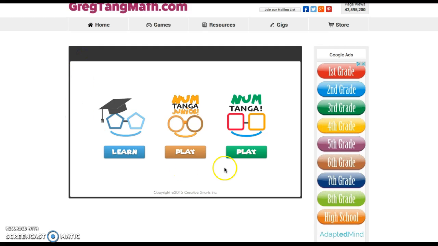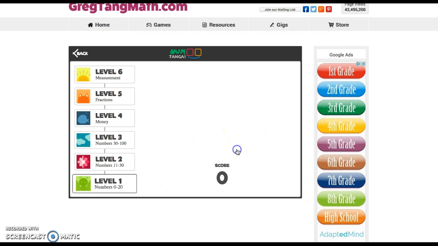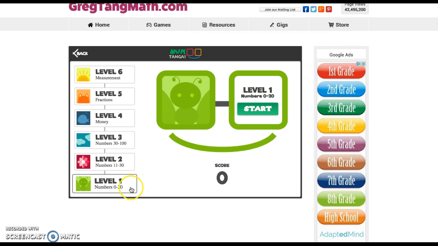If we go back, we're going to focus on Numtanga, which is a little bit more difficult. The junior has easier concepts to start for lower grade levels. If you click on play, you can see that there are 6 levels of the regular Numtanga. We're going to focus on level 5, which is fractions. Just like the model showed us, we're going to match left to right. We're going to find equivalent fractions. So you click on it and you click start.